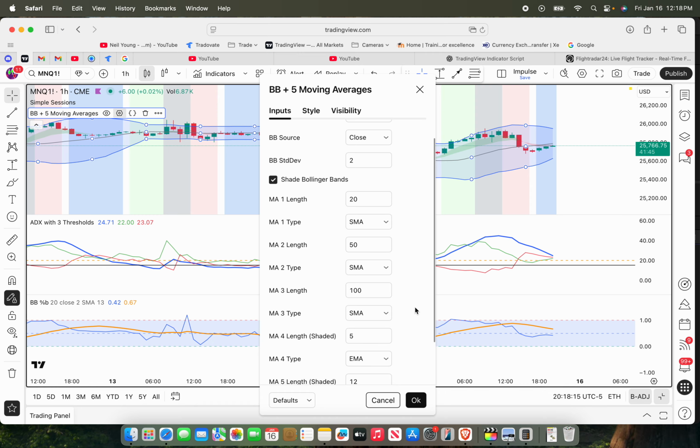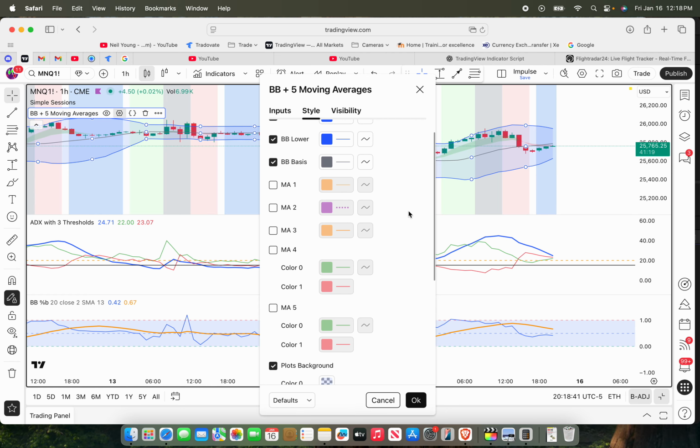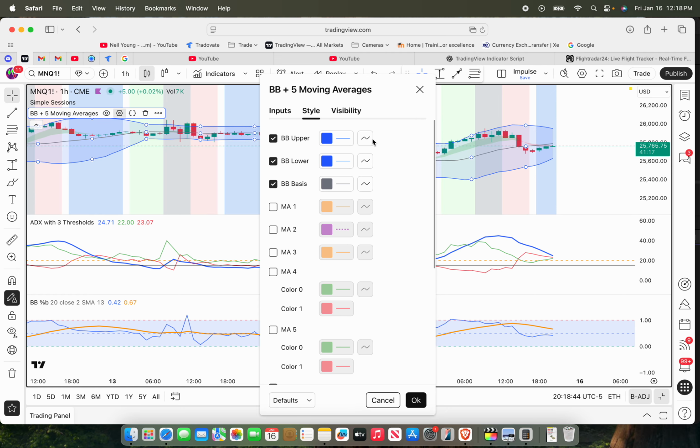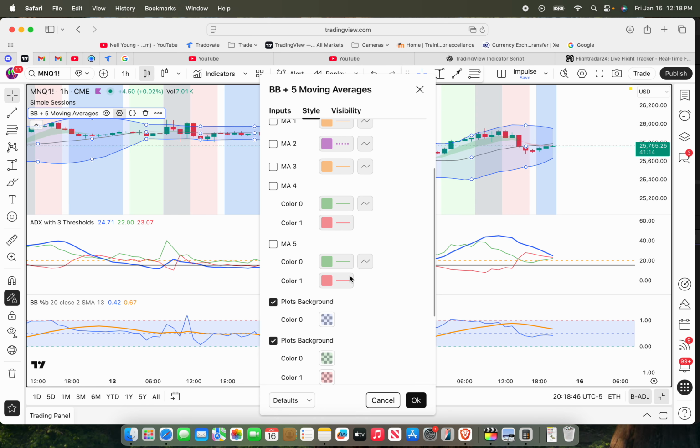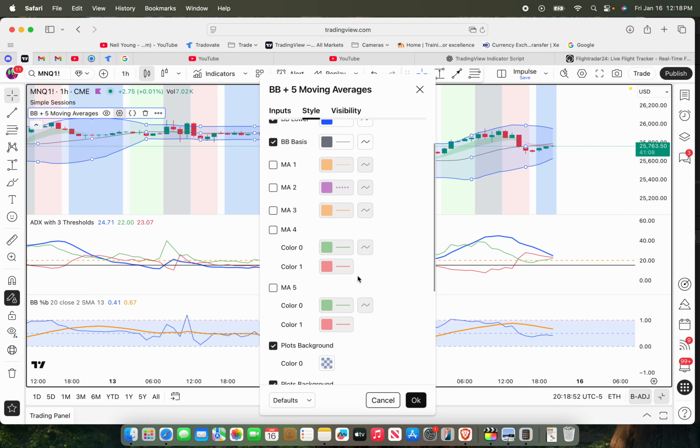Now, there's actually 5 moving averages, and they're all changeable here through SMA or EMA, okay? And the length can also be changed. These 2 down the bottom, type length 4 and length 5, are shaded, okay? And I'll explain why they're shaded. And you can actually turn the shading off if you want. So over here is obviously the style section where you can do whatever you want with your moving averages, and this is the plots and stock standard stuff.